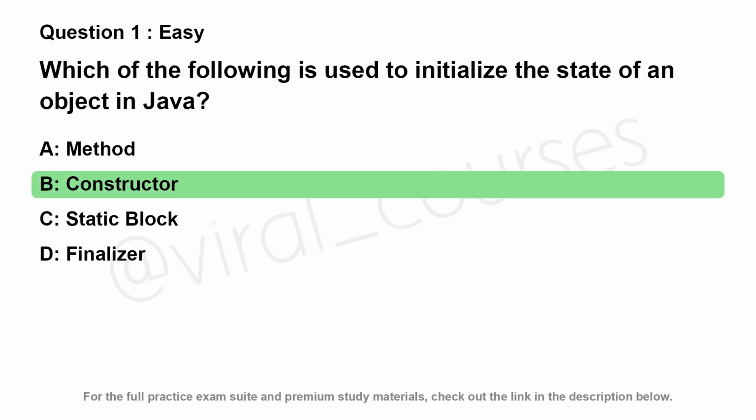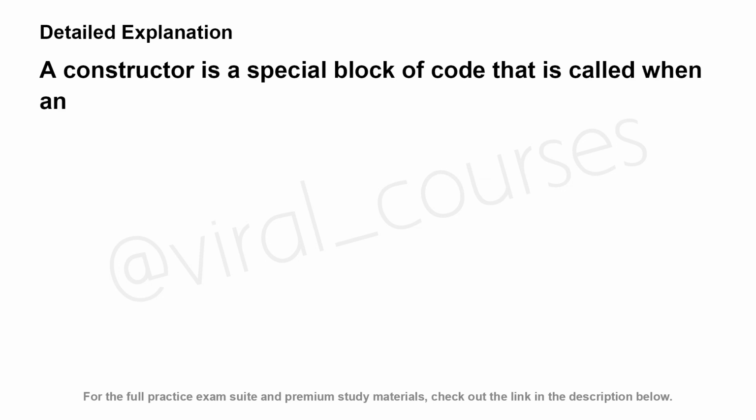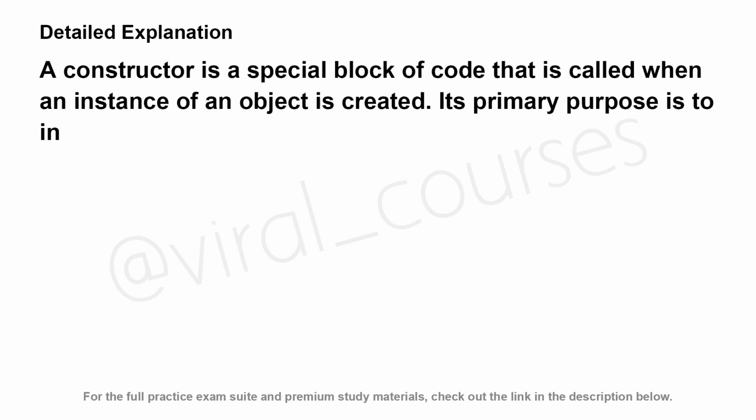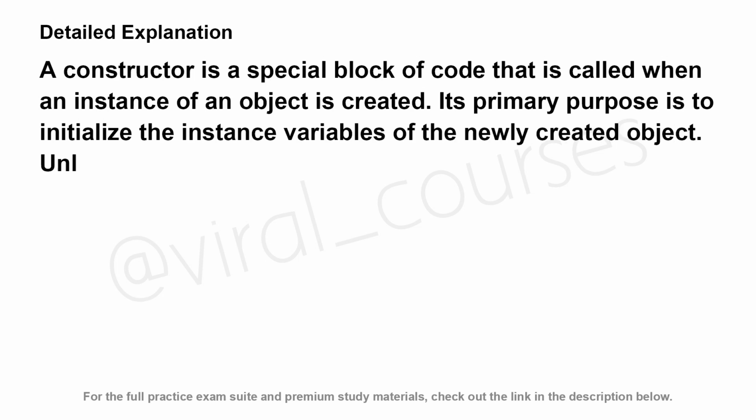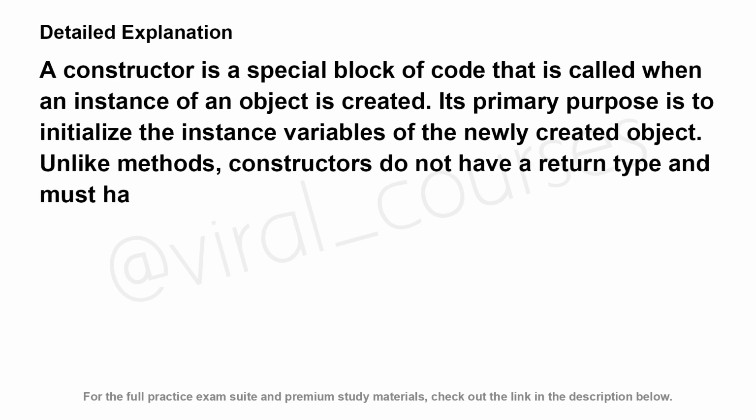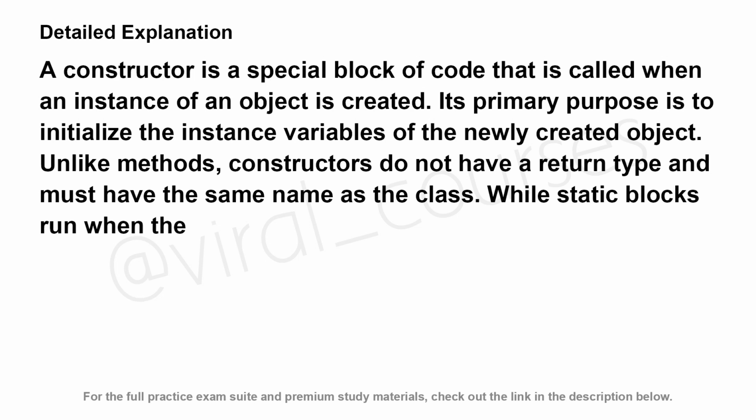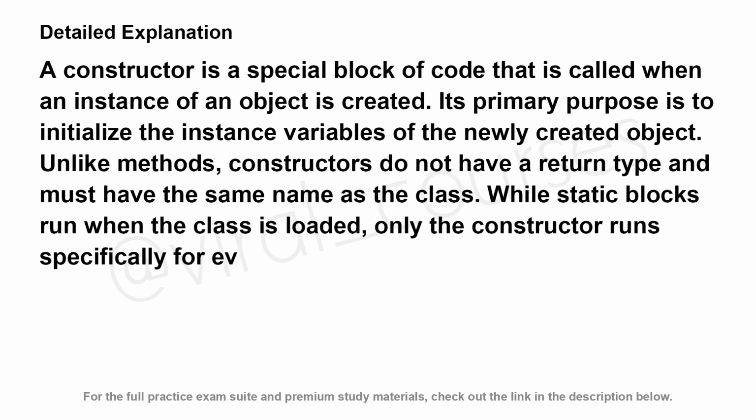The correct answer is B. A constructor is a special block of code that is called when an instance of an object is created. Its primary purpose is to initialize the instance variables of the newly created object. Unlike methods, constructors do not have a return type and must have the same name as the class. While static blocks run when the class is loaded, only the constructor runs specifically for every new object instance.